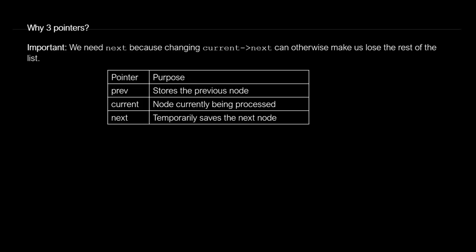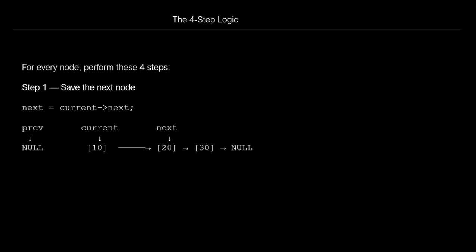Why do I need all these pointers? Because while traversing a link, we don't want to lose the remaining part of a linked list. So think of next as the backup pointer. Before changing a link, you first save where you have to go next. I'll be solving this problem in a 4-step logic. So let's understand the entire reversal algorithm with this 4-step logic.